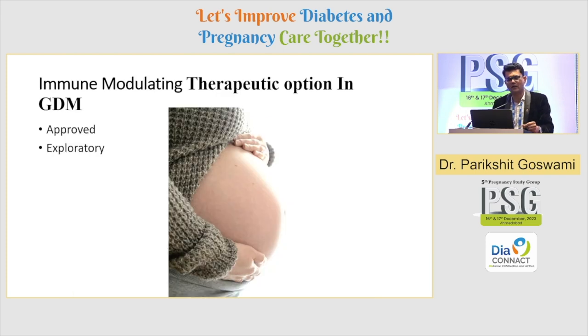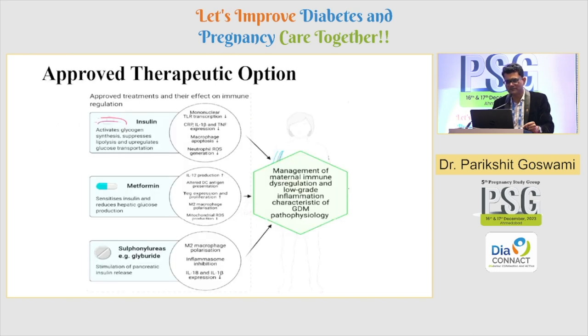Immune modulating therapeutic options in GDM, approved and exploratory. Approved are the insulin ones. Metformin, I think so. I am putting a rest on my mind after Dr. Vishesh's lecture. The metformin can be given in our setup, okay, as and when required. Okay, glimepiride, of course, a lot of data has been shown by this man. Okay, so I may be confident whenever I require. Thank you very much, Vishesh. So these are the approved therapeutic options, and they all have definite targets for immune dysregulation, and we know how insulin therapy is an anti-inflammatory one.